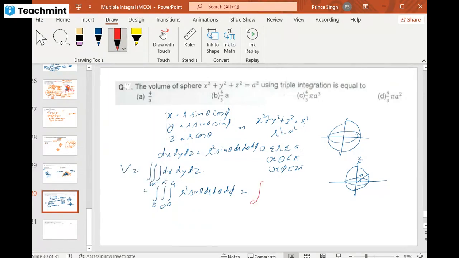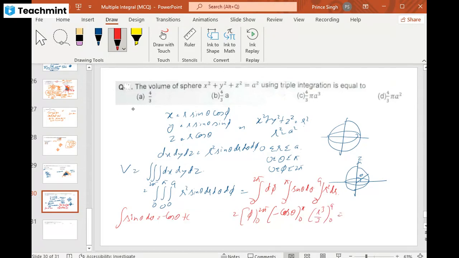So I can write it as 0 to 2 pi, this is the limit of phi, 0 to pi, this is sine theta d theta, and 0 to a r square dr. So the integral of d phi is phi, the integral of sine theta is minus cos theta, and the integral of r square is r cube by 3. So if we substitute here, this is 2 pi minus 0, which is 2 pi.